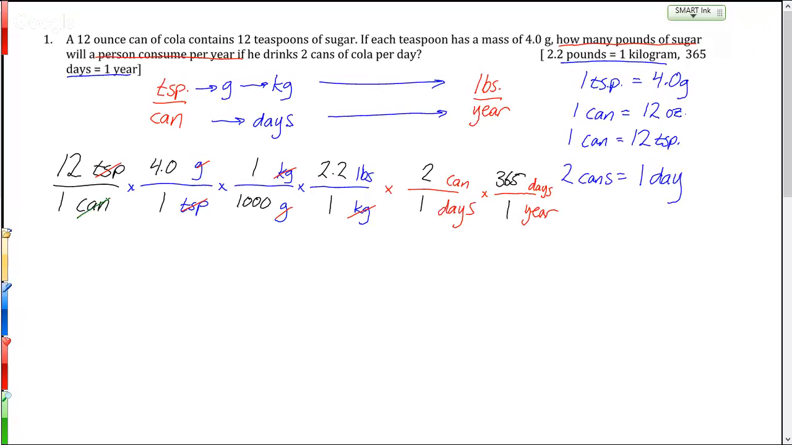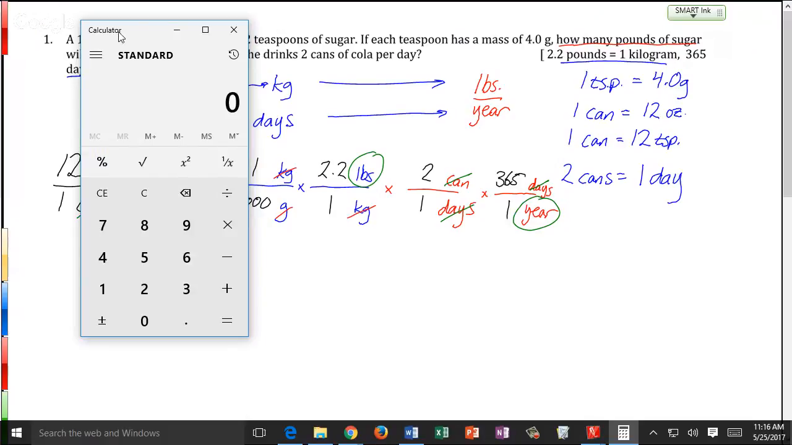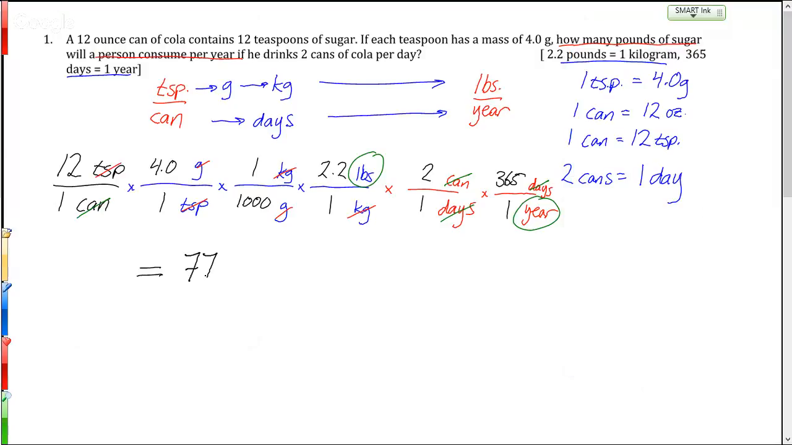Let's check to make sure those cancel. So we've got cans and cans, days and days. And so we should be left with pounds per year, just like we want. Make sense? All right, let's evaluate it and see what we get. Times 4 divided by 1,000 times 2.2 times 2 times 365 is 77. We've got 2 significant figures. So by the end of that year, you will have consumed 77 pounds of sugar in your cola.